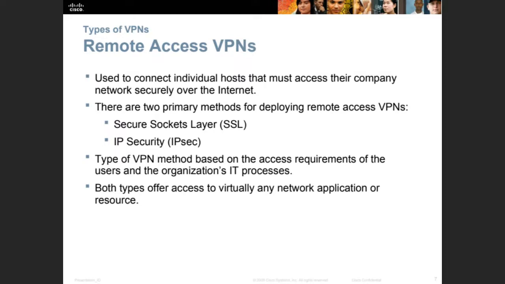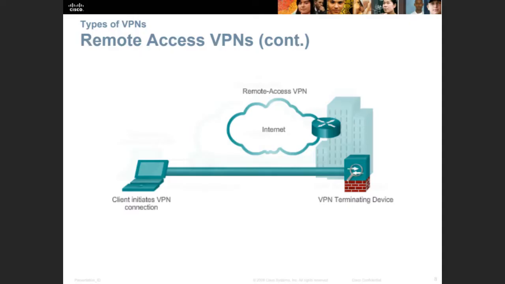There are two primary methods for remote access. We have SSL, secure socket layer. Please remember these two names, and IPsec. IPsec is the one we used in our lab. The type of VPN method depends on the access requirements of the users and the organization's IT processes. Both of them offer access to virtually any network application or resource, so they are very powerful. Okay, so this is again the same diagram, the remote access VPN. This is the tunnel.